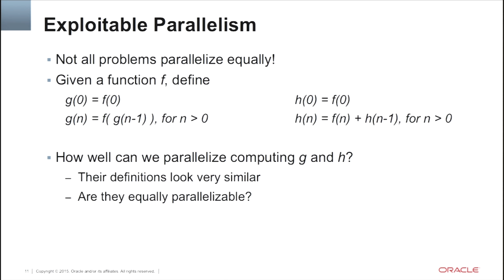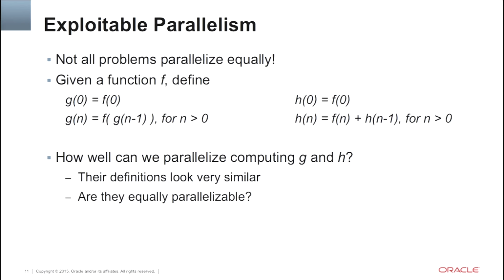So let's talk about exploitable parallelism. And the key takeaway here is not all problems parallelize equally, even those that kind of look like they have the same structure. And so I have 2 functions here. They both are defined recursively. So the first one, I have some function f, I don't know what it is, but I'm going to define g in terms of f, and I'm going to say, well, g of 0 is f of 0, and then g of n is, well, take g of n minus 1 and then apply f to that. Right, so I'm going to iteratively apply a function to itself.